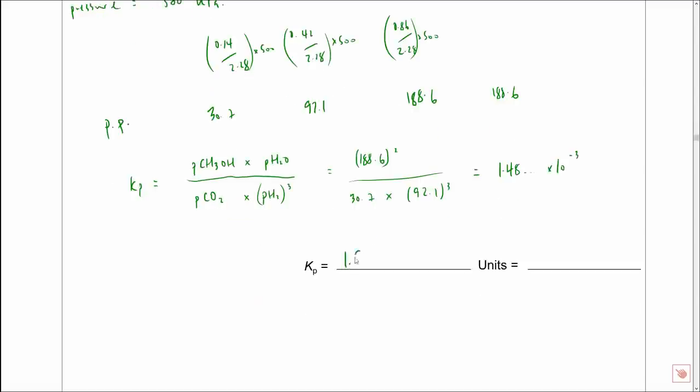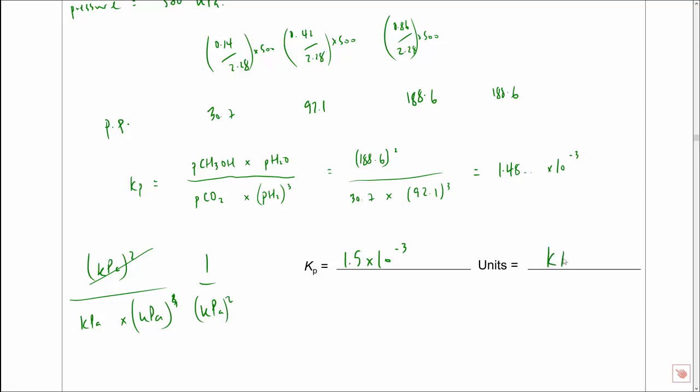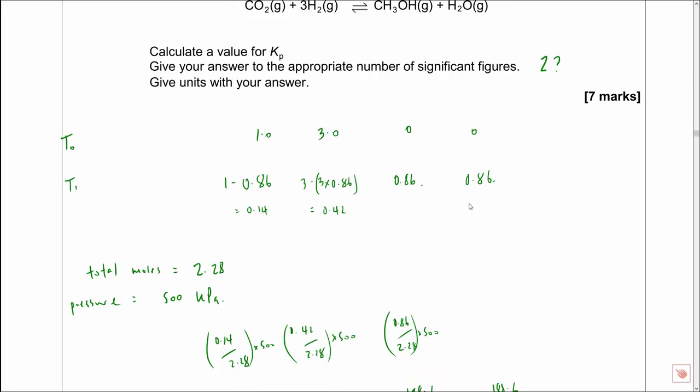So it's going to be 1.5 times 10 to the minus 3. Units-wise, I love these questions. We know that our units here are kilopascals for our partial pressures. Units-wise, it would be kPa squared divided by kPa times kPa cubed. So I know that will cancel, and it will just be kPa times kPa, but it's 1 over kPa squared, therefore it's going to be kPa to the minus 2, and that should get you 7 glorious marks.